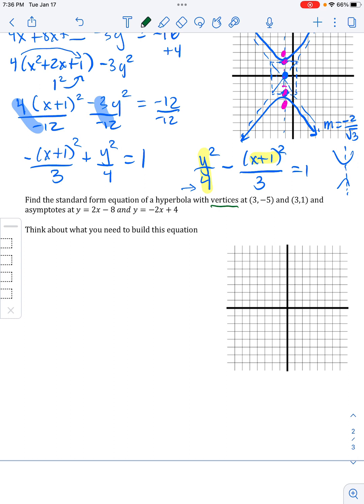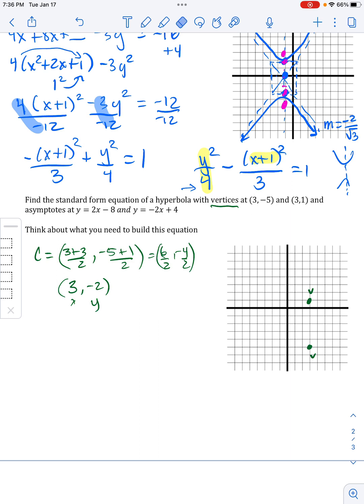Vertices. Okay, so 1, 2, 3 down, 1, 2, 3, 4, 5 is one vertex. 1, 2, 3 up 1 is another vertex. Okay, the center has to be halfway in between them. So if you want to, you can do math. You can take this x plus this x and find halfway in between. This x plus this x and find halfway in between. You're going to get 6 over 2, -4 over 2, otherwise known in the math world as 3, -2. This will be going with the x part of the equation. This will be going with the y.